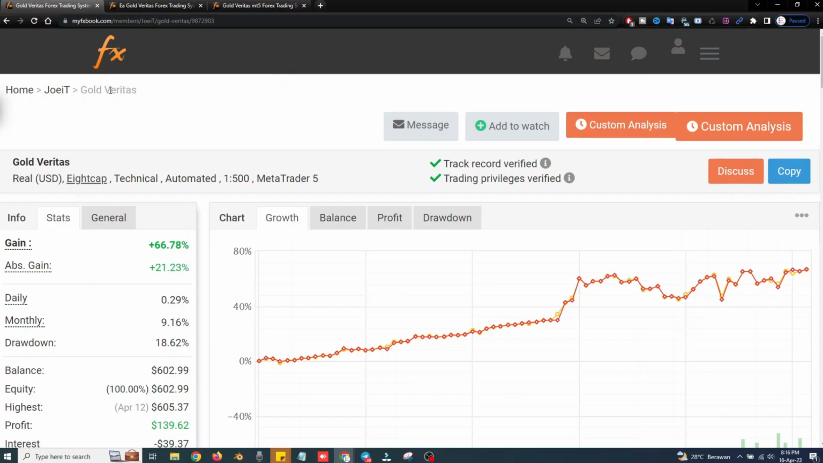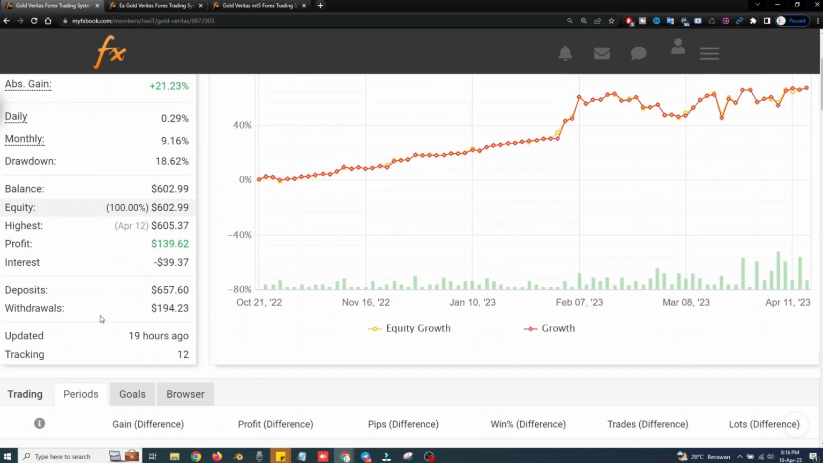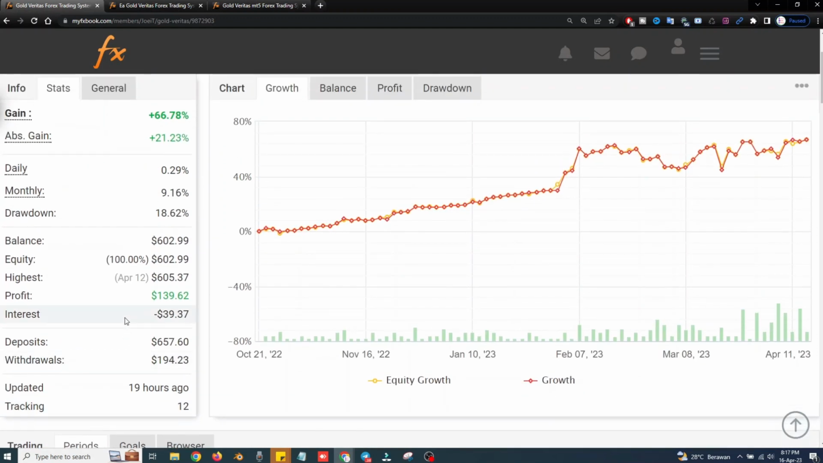As a data comparison, I will show 3 trading results from myfxbook.com. Please pay attention, and you can assess the results of trading using Gold Veritas EA. Points of consideration that you can pay attention to include the total profit gain you get, estimated daily profit, estimated monthly income, and estimated biggest drawdown that has ever happened. This is the first comparison with a total profit of 66.78%.